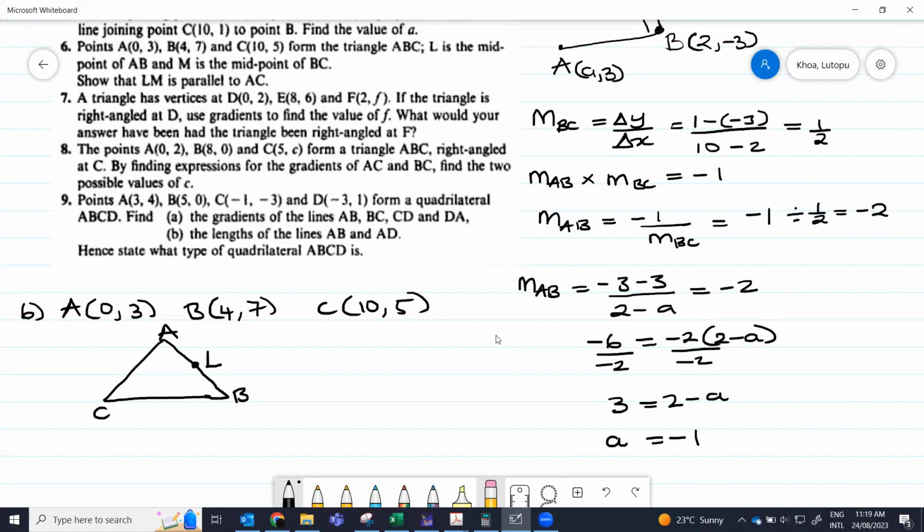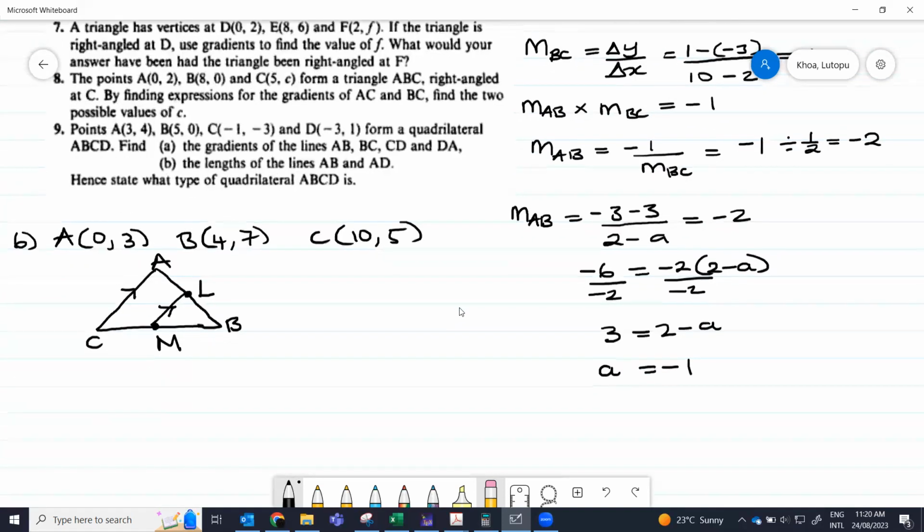And M is the midpoint of BC. So M is over here. Then show that LM is parallel to AC. So if we were to draw this line here, we must show that this is parallel to AC. And remember what it means for lines to be parallel. It means that their gradients must be equal. So it's enough just to work out the 2 gradients and then show that they're the same. That means the 2 lines are in fact parallel.